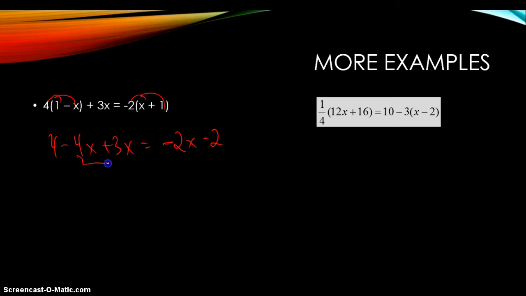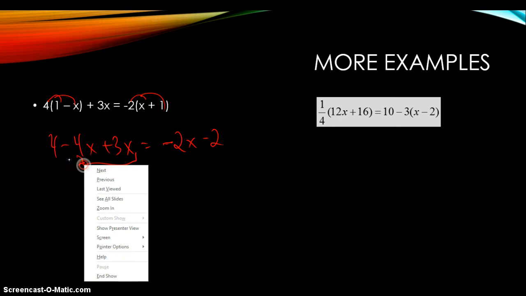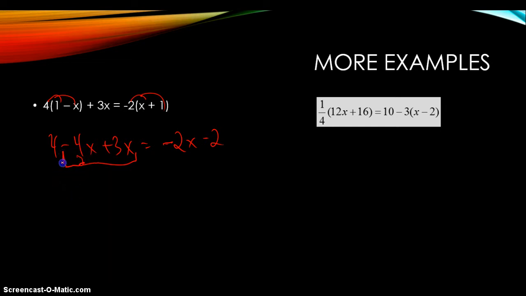So combine like terms first. That's my first step, always. Now, this is where it's very important that you watch. I didn't do a good job here. I should include the sign as well. This is a negative 4x. So we have negative 4x plus 3x. So it's really saying negative 4 plus 3, which we know is negative 1x, equals negative 2x minus 2.